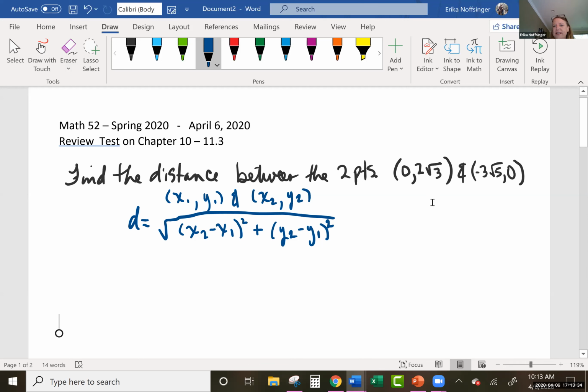So we have 2 points here. All we need to do is plug in our values. So we know what x sub 1 is, and x sub 2. And we know what our y sub 1 value is and our y sub 2 value is.